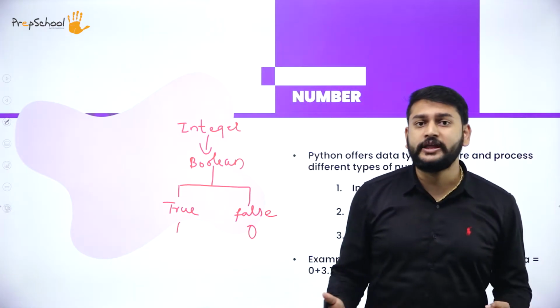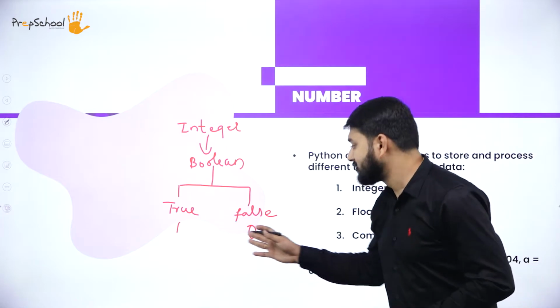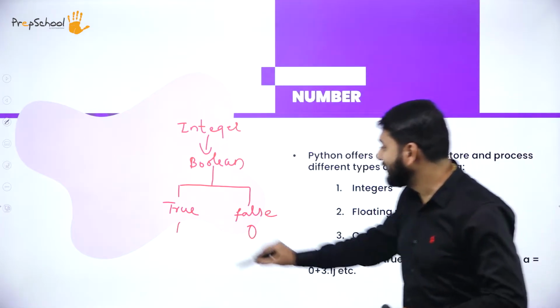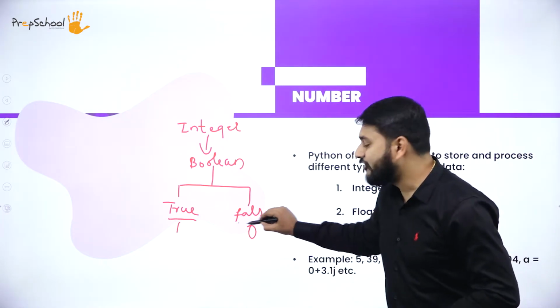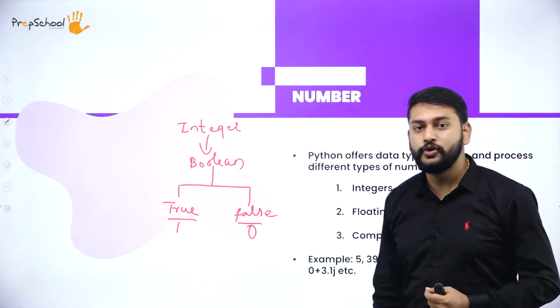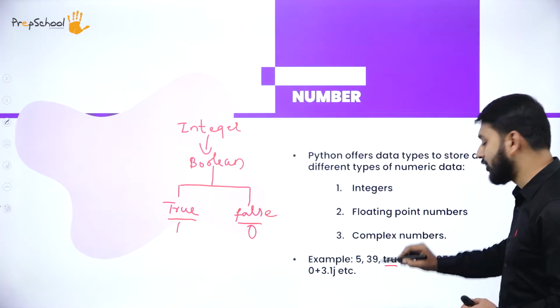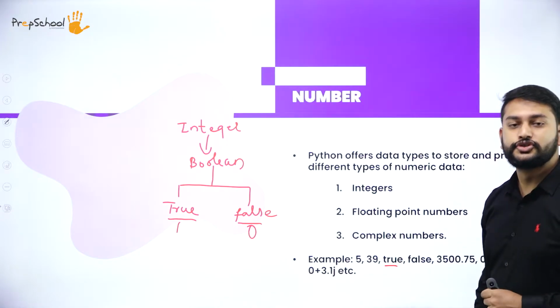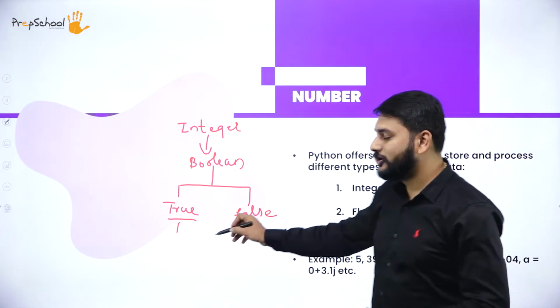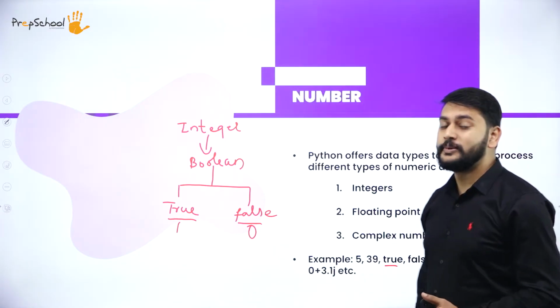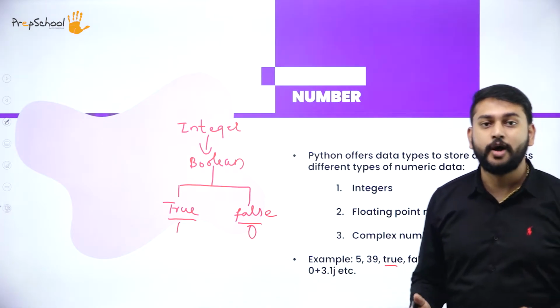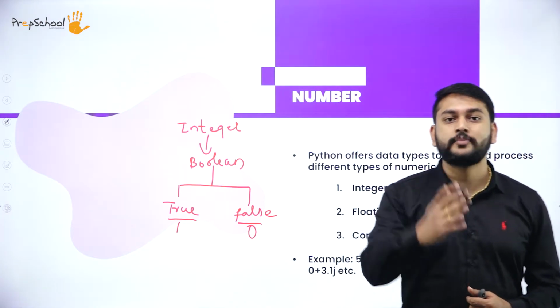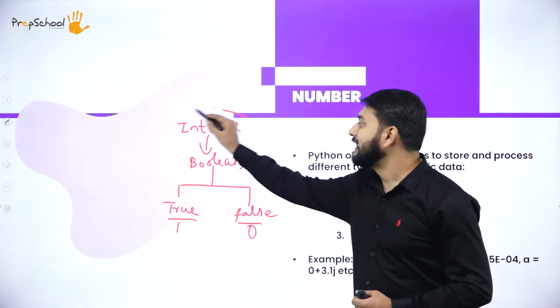But in fact, I will not be writing 1 or 0. I will just be using the keywords. True is a keyword and false is a keyword. That is what you have to remember. If you are using true, you need to understand the value of true will be 1 and the value of false will be 0. That's why I call them Boolean values, which come under the category of integer.